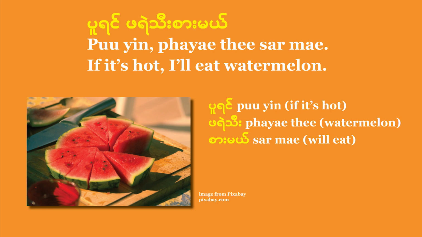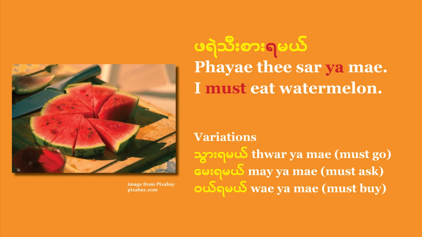But if you want to say, if it is hot, I have to, I must eat watermelon, you say, Puyin paye di sayame. If it is hot, I must eat or I have to eat watermelon. Because in Burmese you have the option to drop the subject, whether it's I or you, this sentence can also be read another way, as an advice. Puyin paye di sayame can also mean if it is hot, you must eat. You've got to eat lots of watermelon.